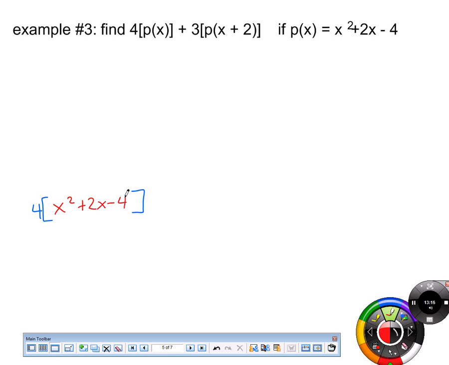They didn't change the x to a different letter. They didn't do anything like that. So I didn't have to plug anything new in for x. I just had to write the equation that they gave me. Okay?